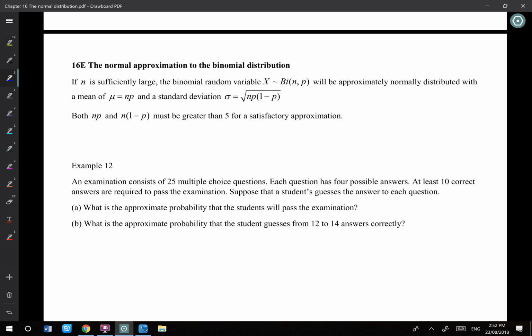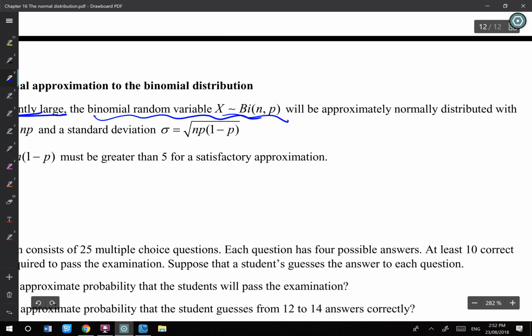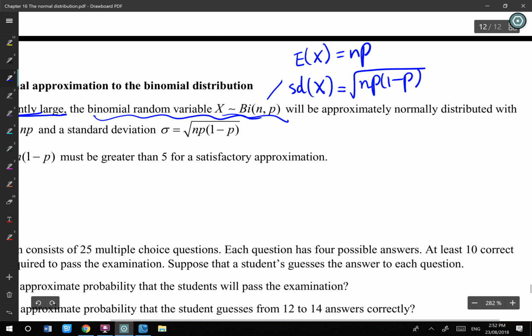So what we talk about is when n is sufficiently large, binomial random variable X is binomially distributed with n and p. What's the expected value for X? Just normal, it's a revision: np. What's the standard deviation for X? The variance is np(1-p), and the standard deviation is the square root of that. Okay, that's for binomial. How do we calculate binomial?